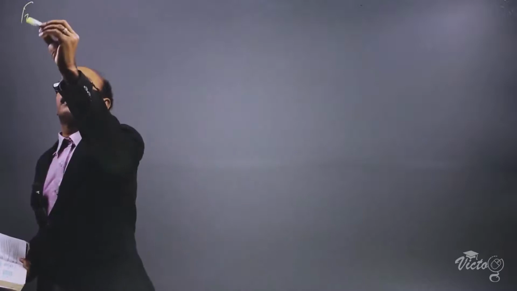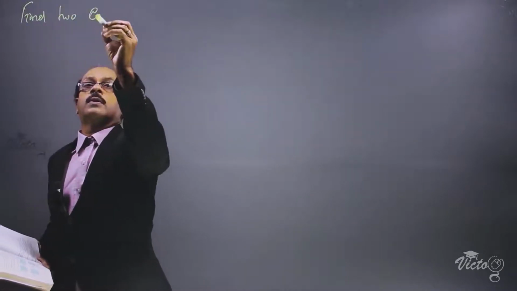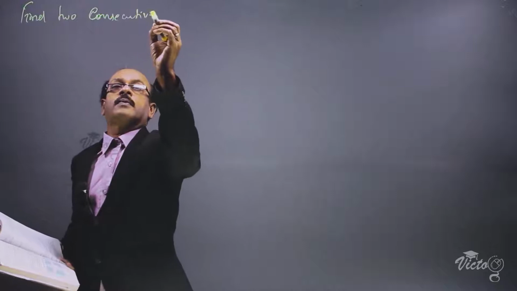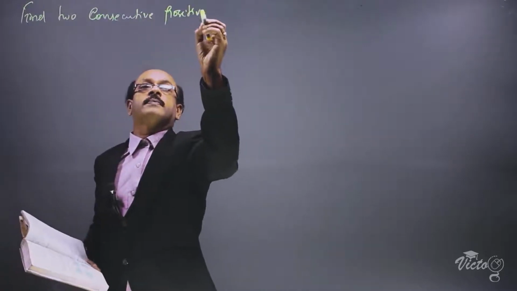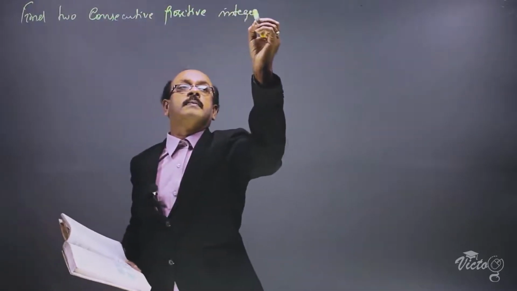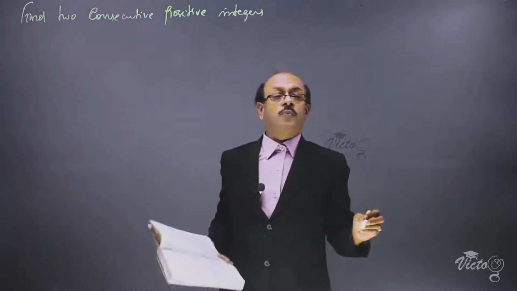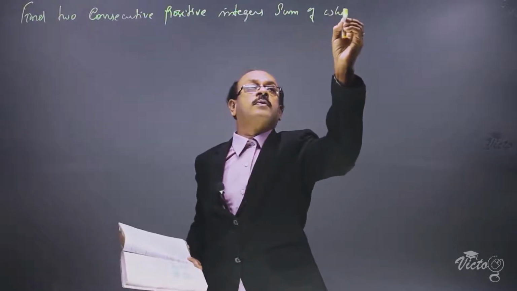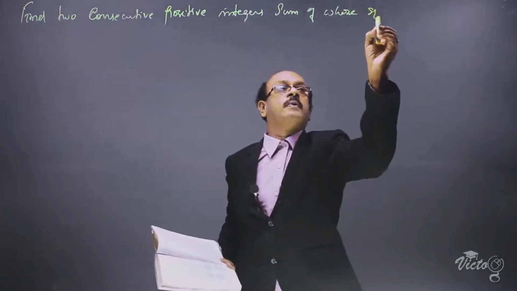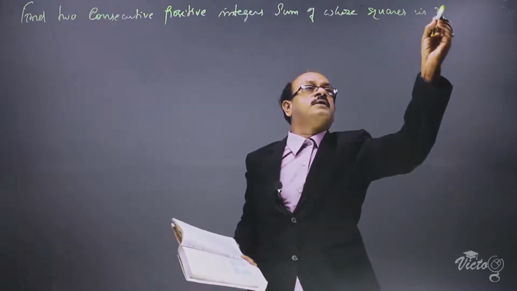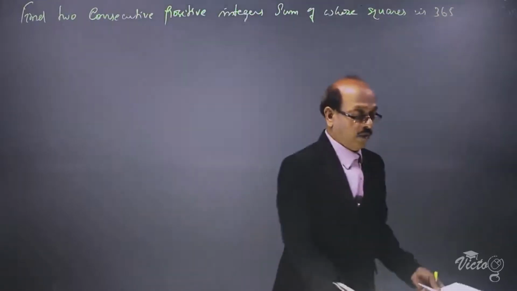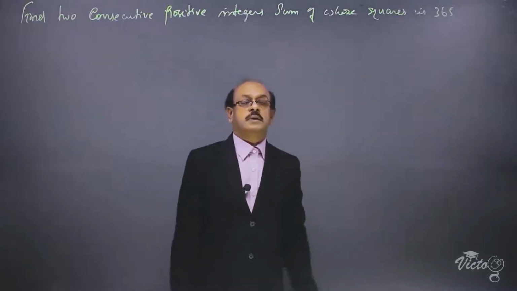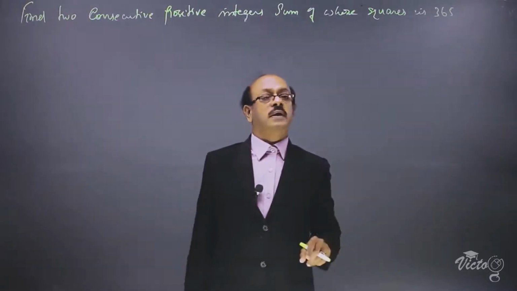Next question from exercise 4.2. The question is, find two consecutive positive integers, sum of whose squares is 365. We have to find out two positive integers, sum of whose squares must be 365.